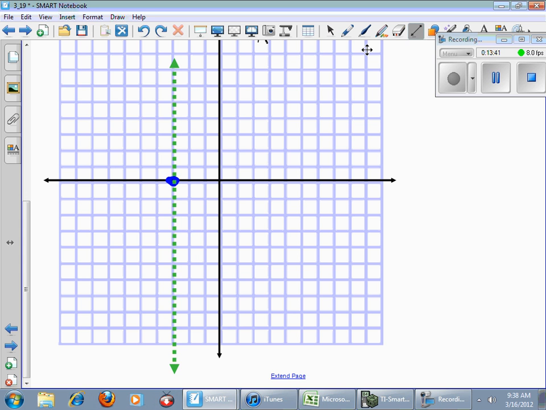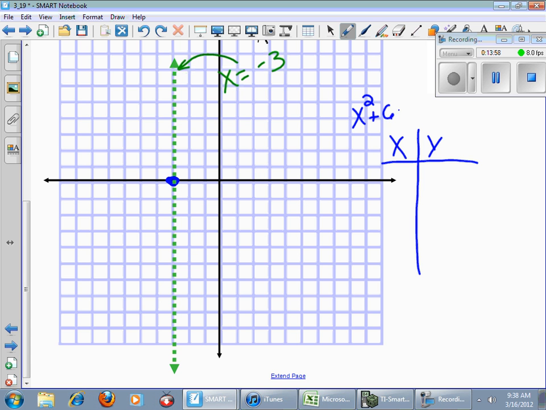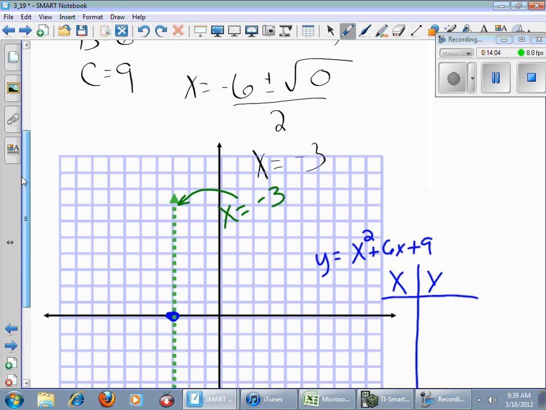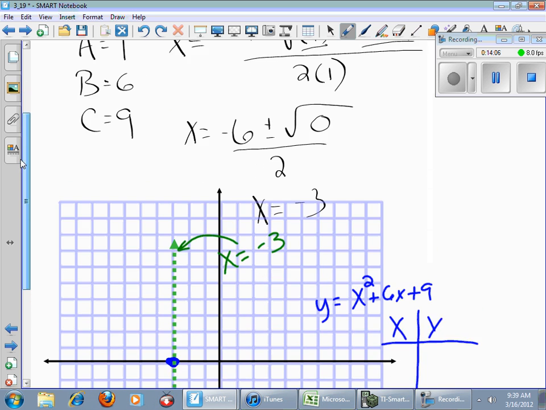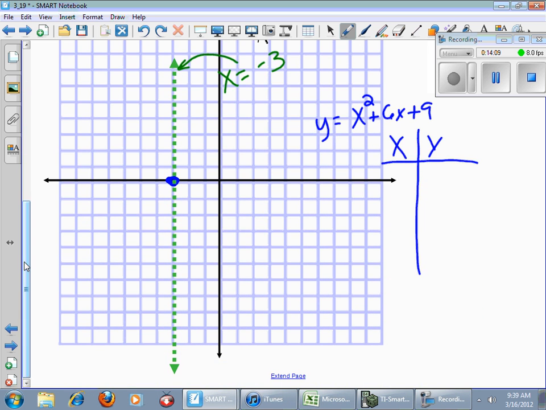So I'm going to draw my line of symmetry in, and I already know the x-coordinate of my vertex is negative 3. And that's the line of symmetry, x equals negative 3. Now I'm going to need two other points, and I'm going to go to a t-table on this one. My equation was x squared plus 6x plus 9, right? I think that's what it was. Yeah.